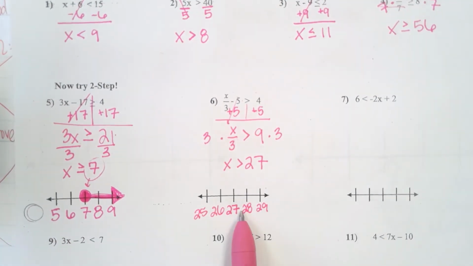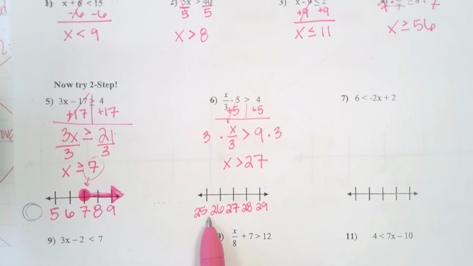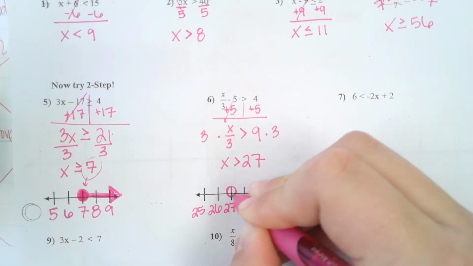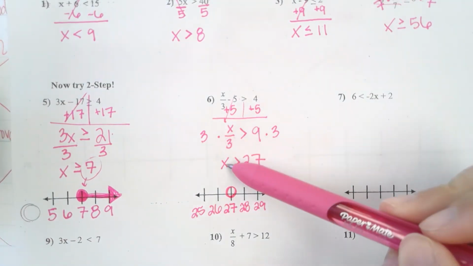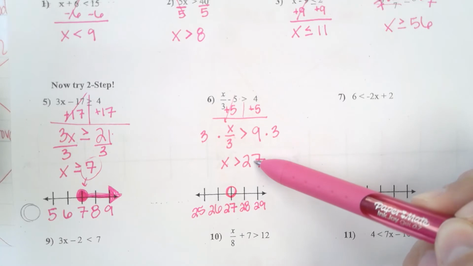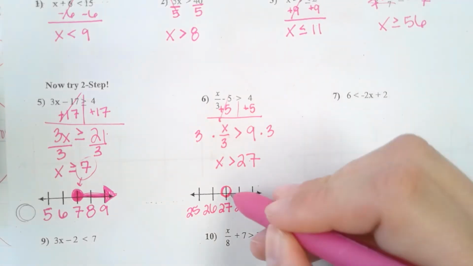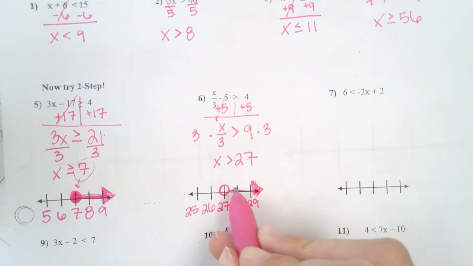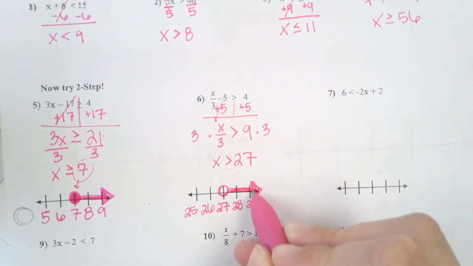So to the right would be 28, 29, and to the left would be 26 and 25. So am I going to have an open or a closed circle? There's no equal to line, so it's going to be open. And then if I want all numbers greater than 27, which way are numbers greater than 27 on the number line? To the right again. So this is what my graph is going to look like.